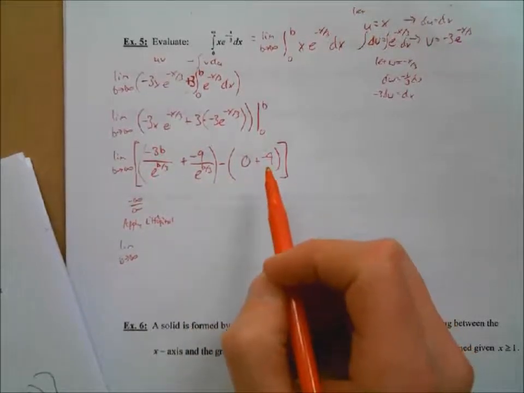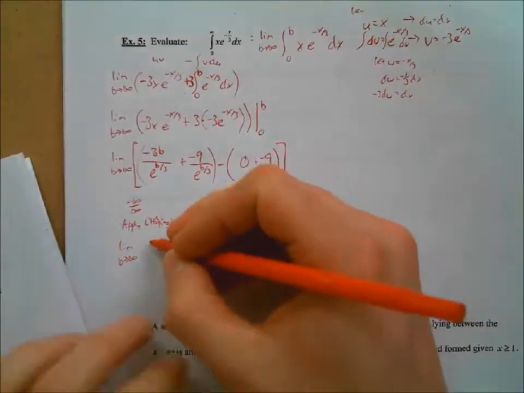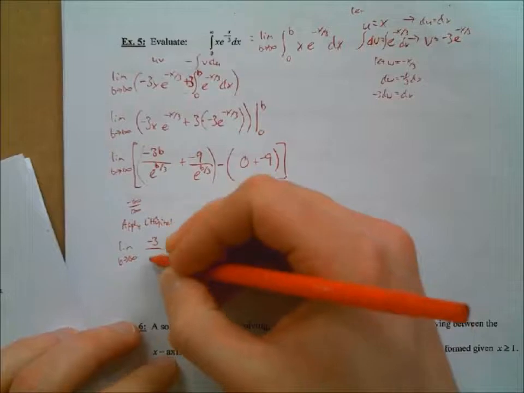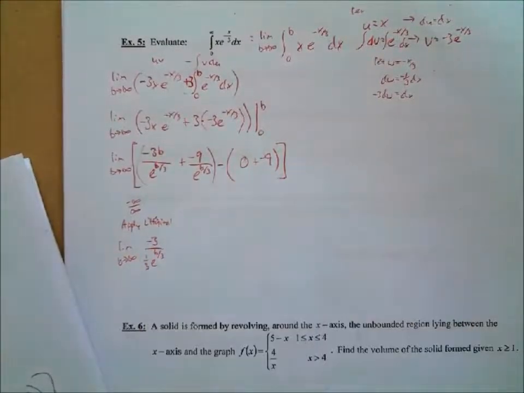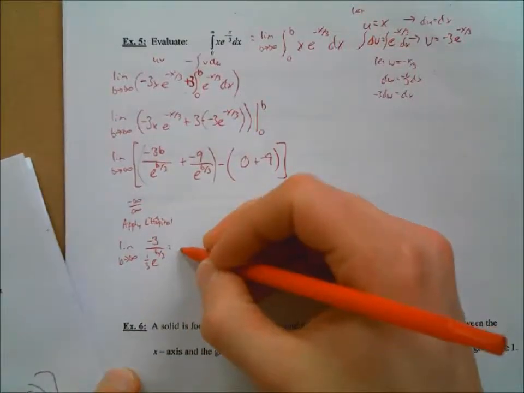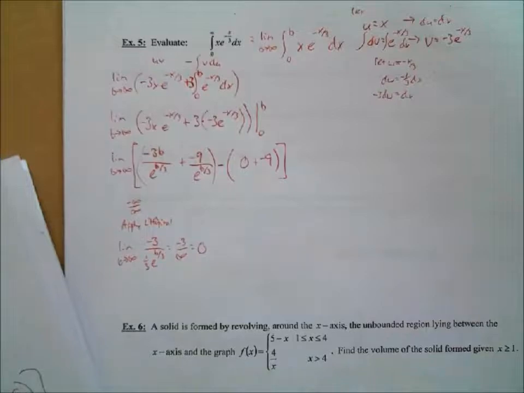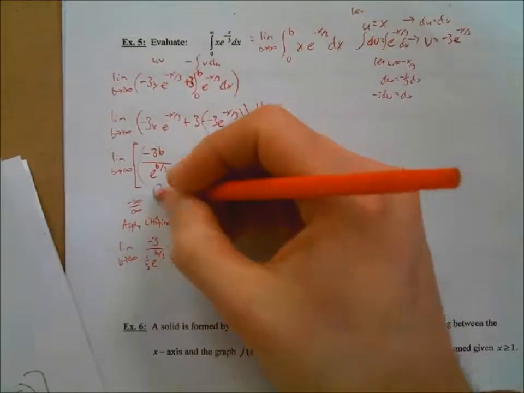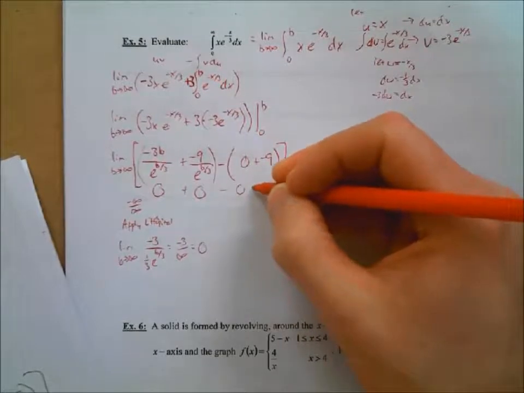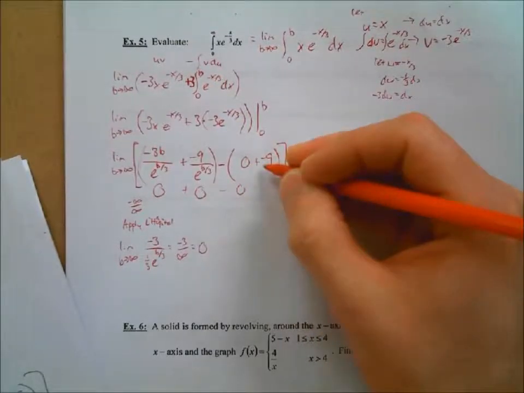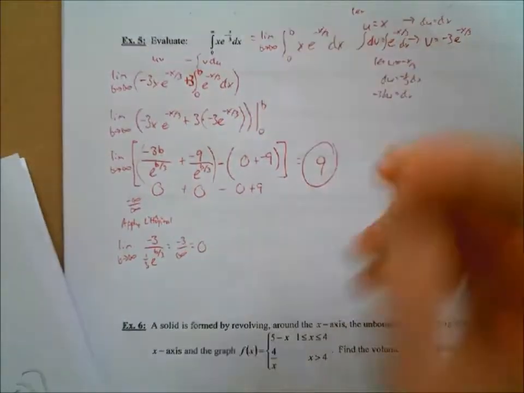But if you want to, you can also apply L'Hopital here. Just convince yourself. We do end up with negative 3, and then 1/3 e to the b over 3 like that. And if you plug in the infinity there, now you're going to get negative 3 over infinity, which is going to give us 0 there. Okay, so this is 0, this is 0, that's 0, and then that's a negative 9, so minus negative 9 is going to be plus 9. And so this whole thing at the end is 9.